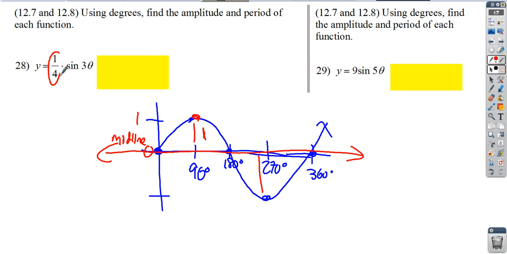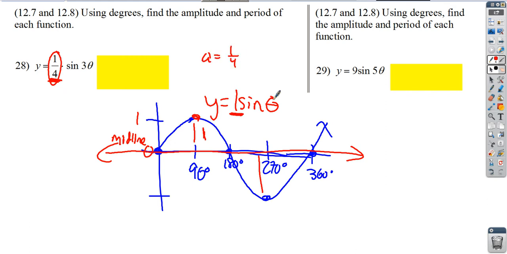Okay, if you start putting numbers in front of it, so this graph that I just did is y equals sine theta, or 1 sine theta. This is the amplitude. Whatever number's in front of it, it's going to stretch it, or shrink it in this case. You take all of these 1s, and this would actually shrink it to 1/4. So the amplitude in this case is 1/4.